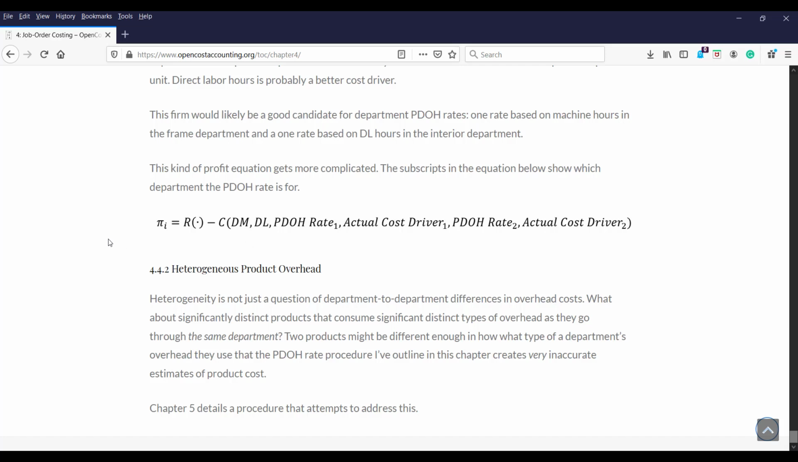I like to end the chapter talking about department rates because it sets us up well for chapter 5.